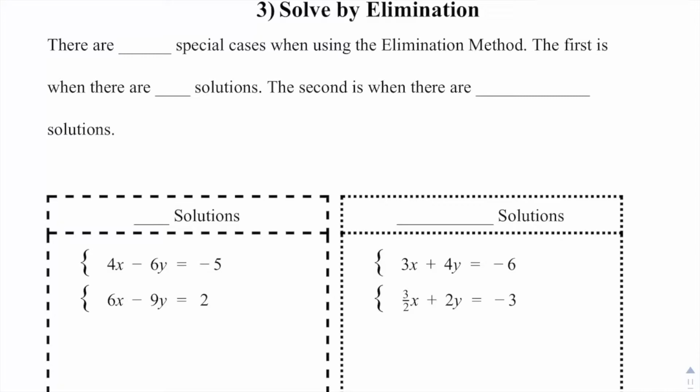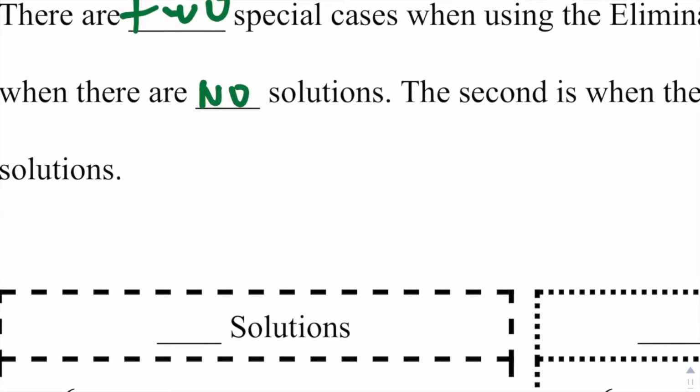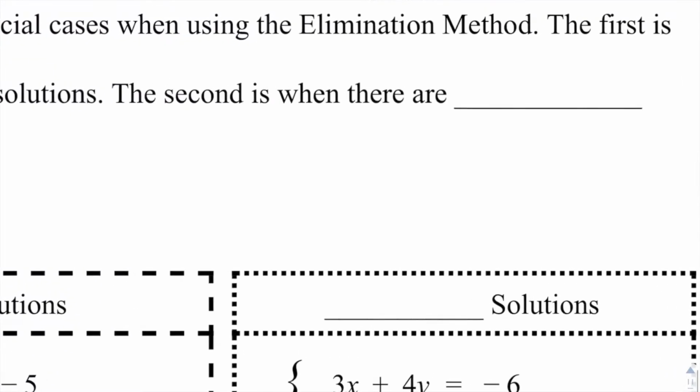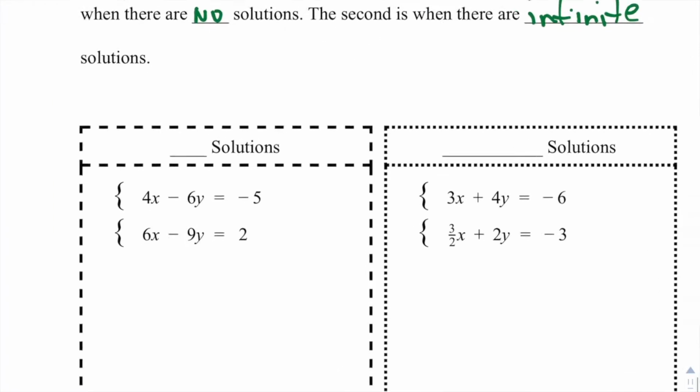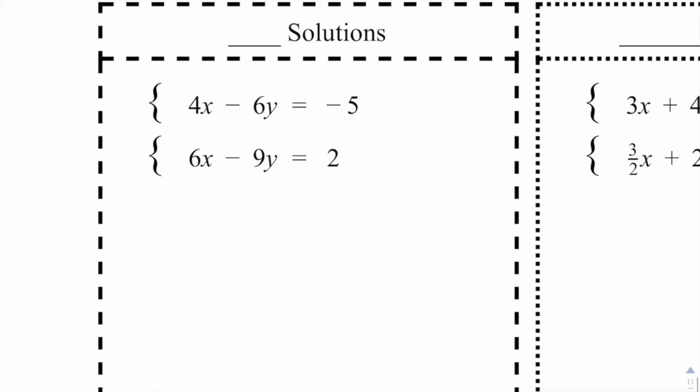There are two special cases when using the elimination method. The first is when there are no solutions, and the second is when there are infinite solutions, meaning many, or can't count because there's so many. So let's first look at an example where there's no solutions.